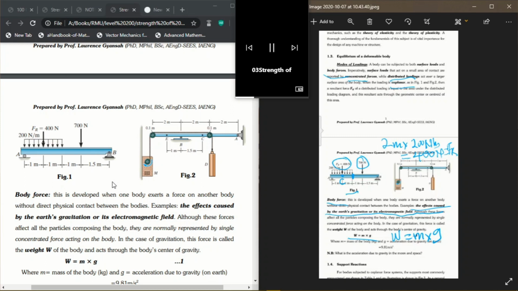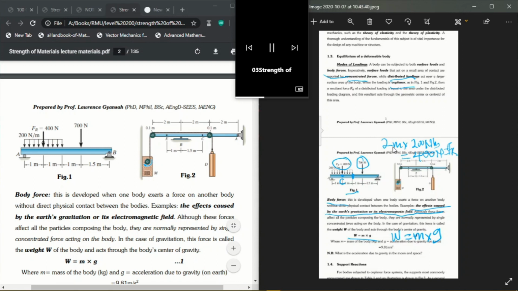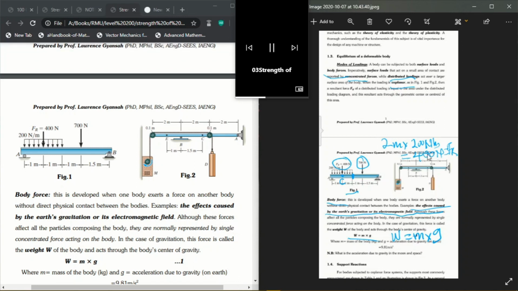So coplanar forces on top as figure 1 and 2, then a resultant force. You can see a resultant force FR of a distributed loading is equal to the area under the distribution diagram. Looking at the distribution diagram in figure 1 of the beam AB, the distribution starts from A and ends at what? 1 meter plus 1 meter, up to that point, giving you what? 2 meters. So if you multiply 2 meters by 200 newton per meter, you will get what you are seeing in figure 1, which is FR, the resultant force for the distributed loading, as 400 newtons.